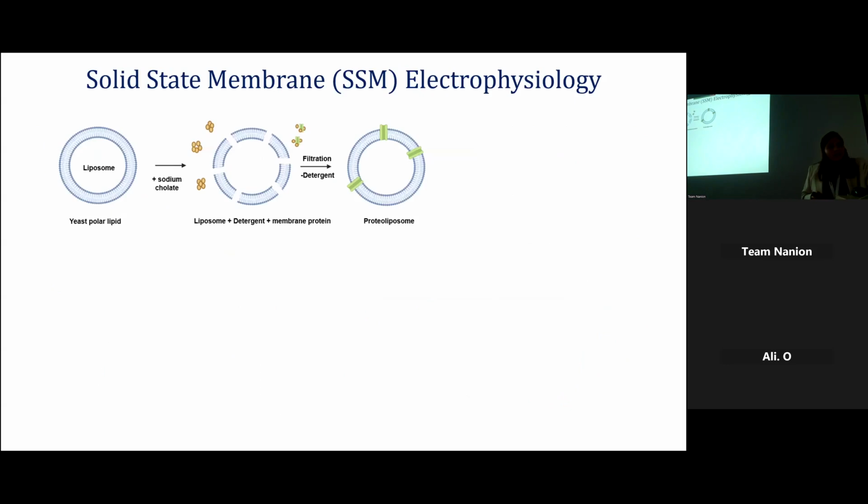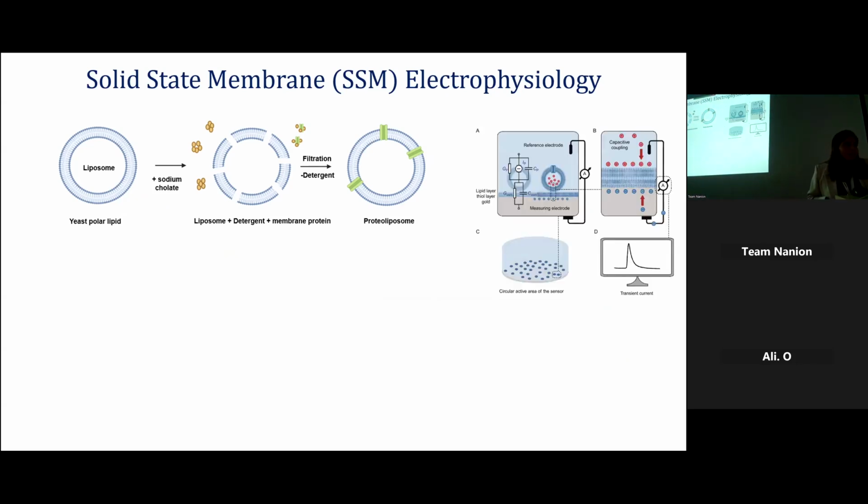Then to again check the activity of NHE9 in the presence of these lipids, we did solid state membrane electrophysiology. So in this, we use this rapid dilution method where we take the yeast polar lipid liposomes and we incorporate the protein into the liposomes by adding sodium cholate, and then do PD filtration. And then you have these proteoliposomes.